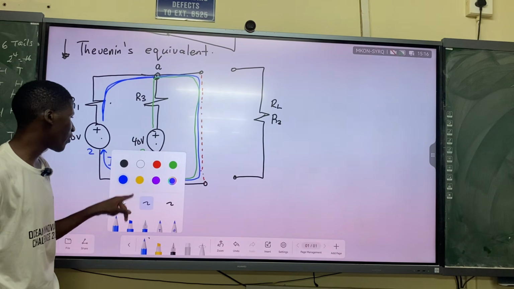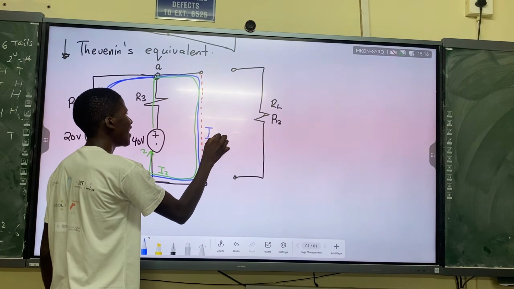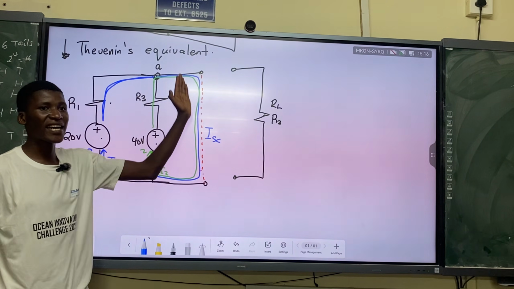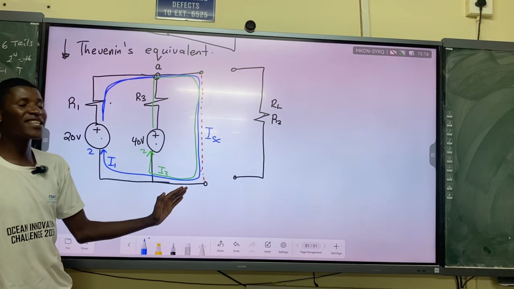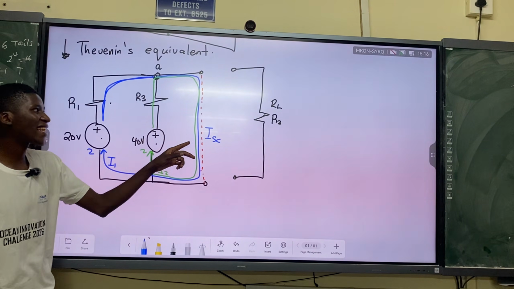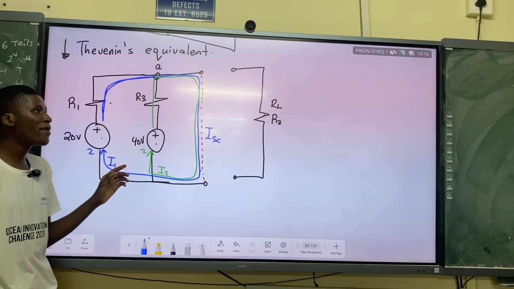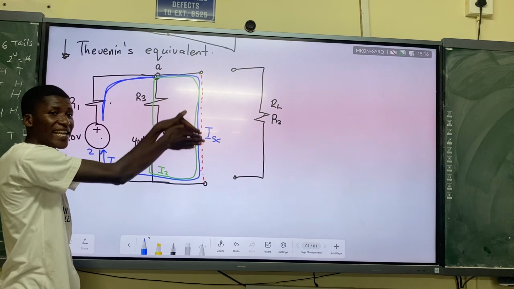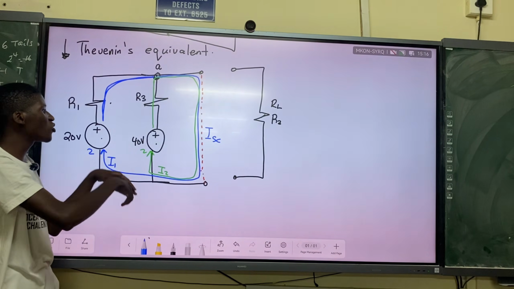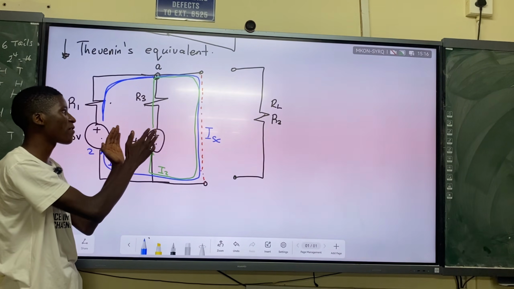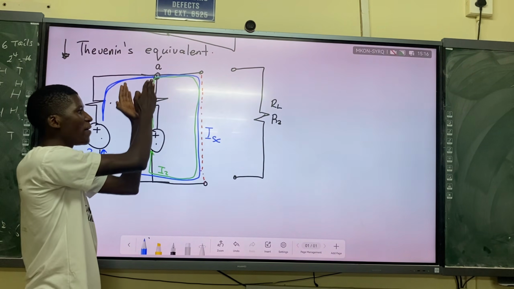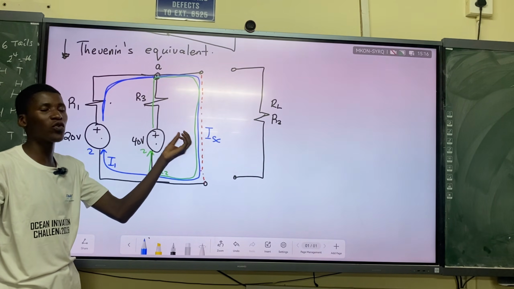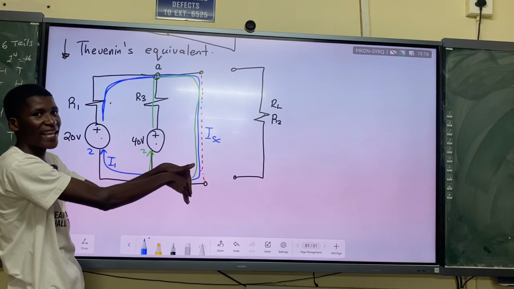So we say that they are going to create a short circuit current, or ISC. The ISC is just the short circuit current. Remember we are having current from the 20 volts, the blue one entering this short circuit, right? We are also having the current coming from the 40 volts power source entering this line. So basically we can just combine these two currents because they are both flowing towards one line.